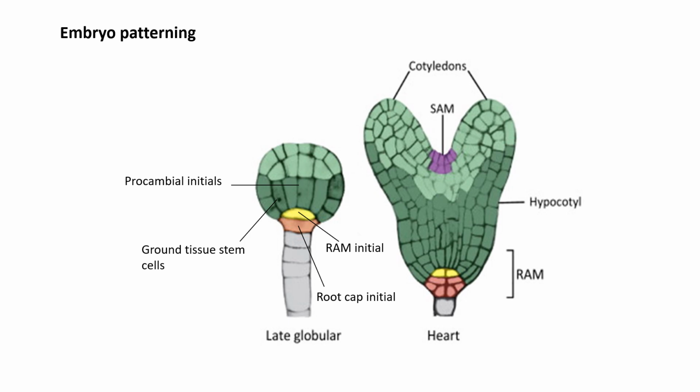Further patterning gives rise to the heart-shaped embryo where the shoot and root apical meristems get organized and they are separated by a central region called the hypocotyl-radicle axis. Two cotyledons also emerge on either side of the shoot apical meristem. So in the heart-shaped embryo stage, most of the parts of the vegetative plant are specified and now the embryo has completed its pattern formation.